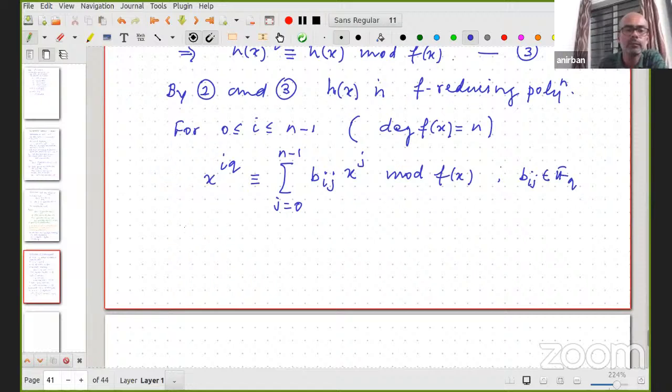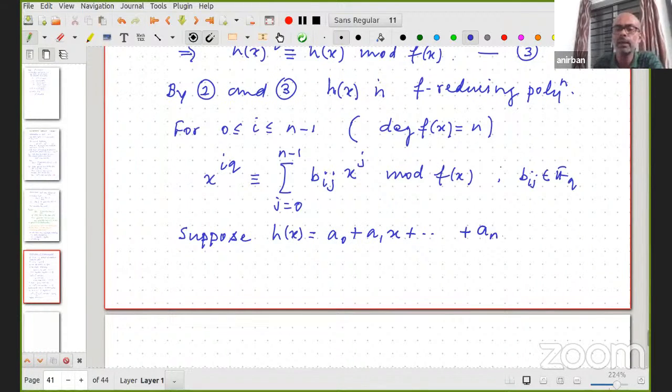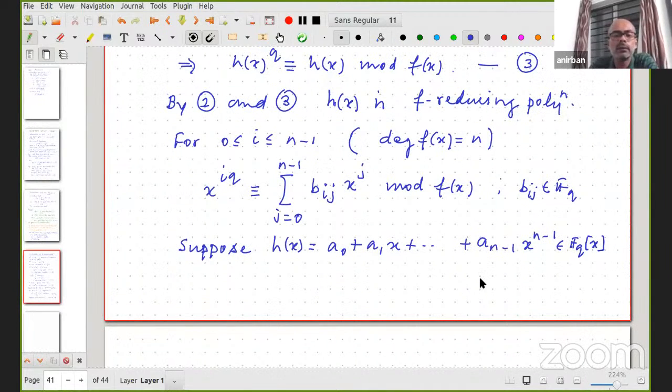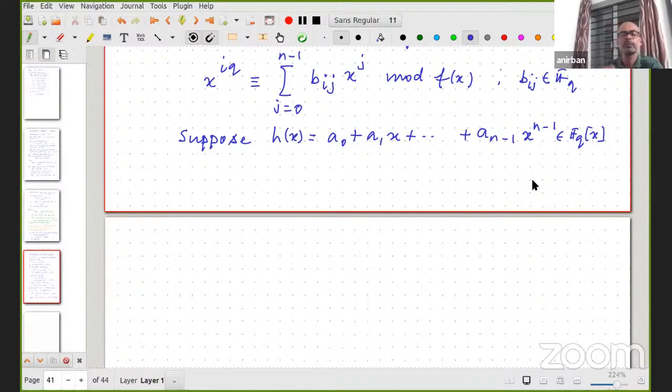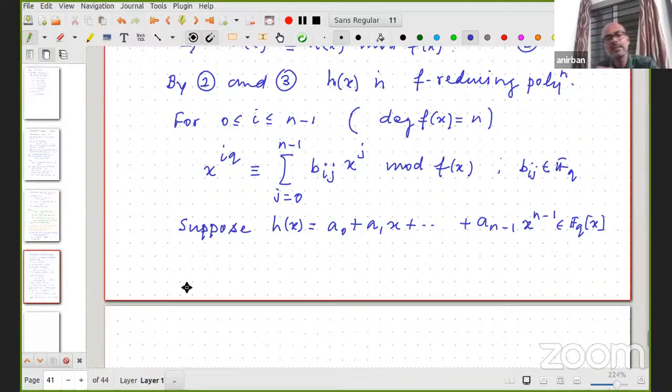Now suppose h(x) is a0 plus a1 x plus up to a_{n-1} x to the n minus 1. So this is also a polynomial. Suppose h(x) looks like this, a polynomial of degree at most n minus 1. These coefficients can be 0. 0 is allowed, so the degree is at most n minus 1, not necessarily equal to n minus 1. This h(x) is our f-reducing polynomial, and we want to see how to find it.